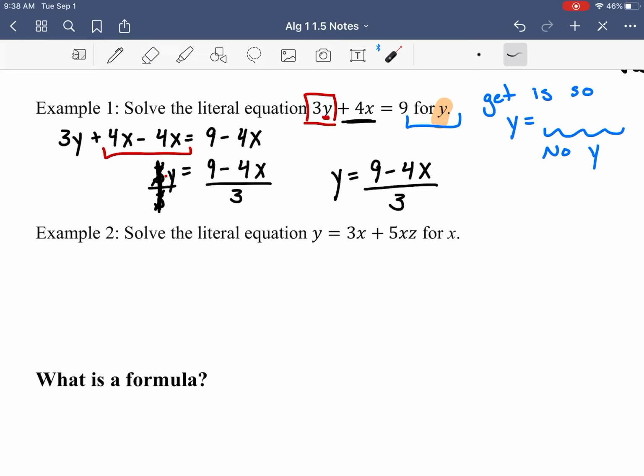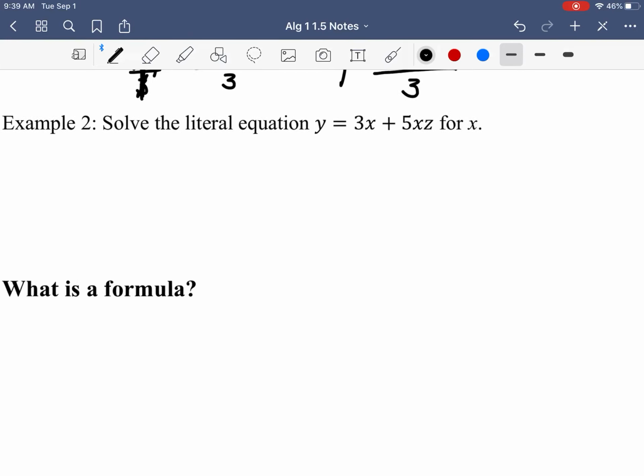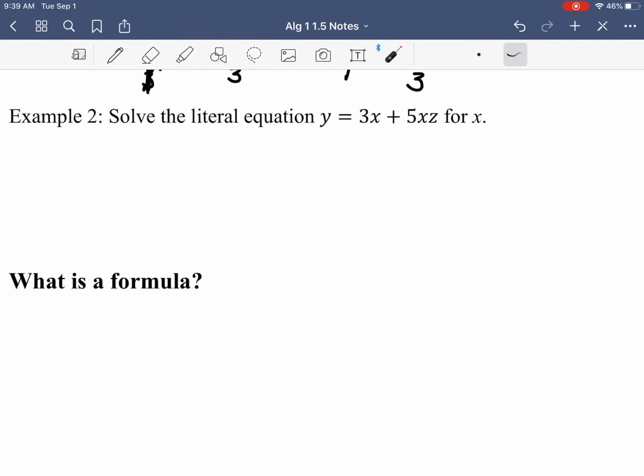Okay, all right, so now next. We're going to solve this literal equation, example 2. We want to solve the literal equation y equals 3x plus 5xz, but we want to solve this for x. Right now it's already solved for y, but we want to solve it for x. So step one, find where my x's are. Well, I've got one here, but I also have one here. So I've actually got two x's.